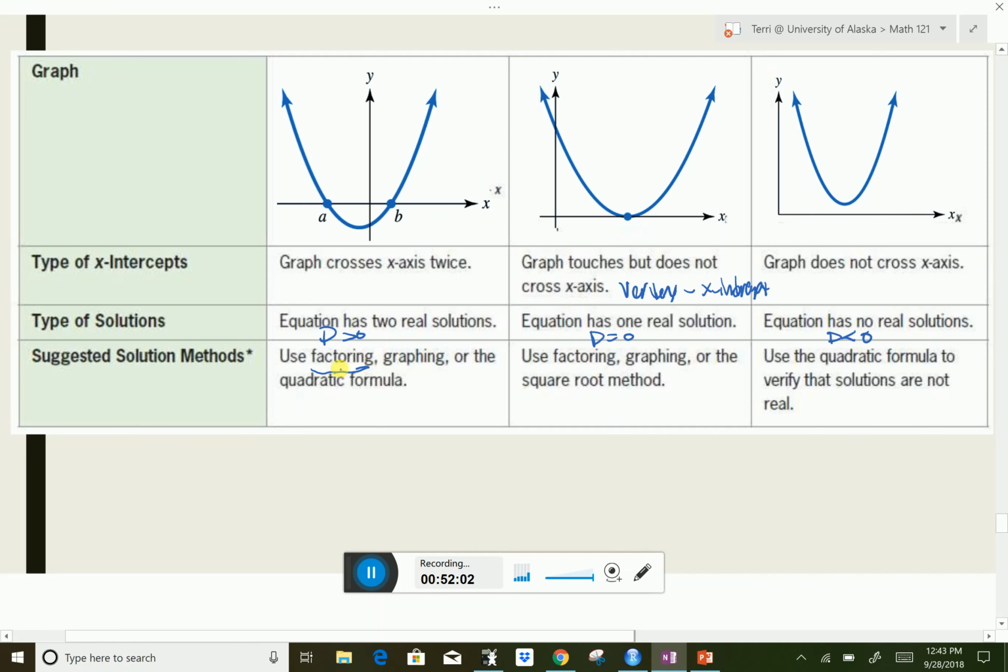And here we can either factor, if it's factorable, we might need to graph, or we can use the quadratic formula. Here we sometimes can factor, it's going to be a perfect square. We can also graph. We can also use the square root method, because again, it's a perfect square, so the square root method is made for that one. And here we can use the quadratic formula. That's pretty much it. You can use the square root method when the discriminant is less than 0, but generally the quadratic formula is just a generalized form of the square root method anyway. So you might as well just use the quadratic formula.